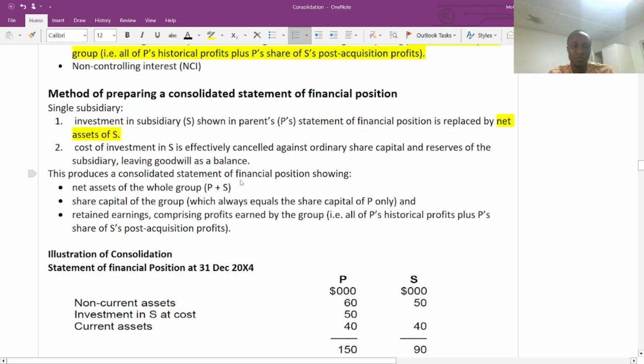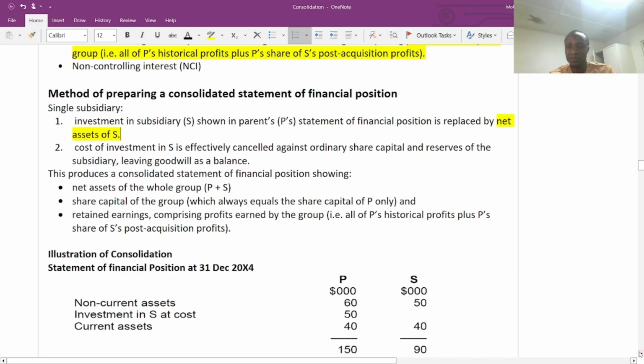So basically, this is what you need to know. This is the basic step again. All assets and liabilities of the parent coming in, add together. Share capital, we can only take the share capital of the parent. For the retained earning, we are going to look at the comprise of the profit, and then also we are going to look at the post acquisition profit shares.